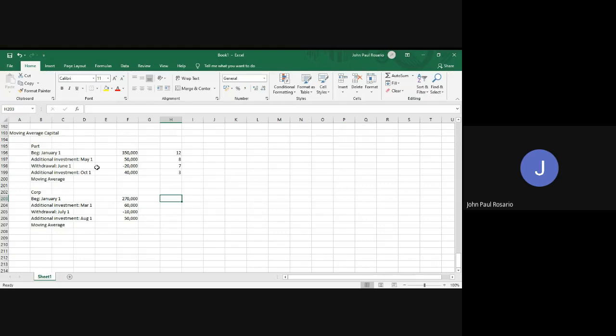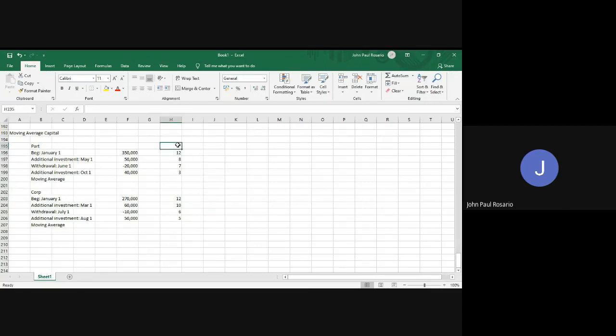And then for corp naman, so again, January 1 naman nag-start ni 270, so 12 months. And then kani si imuhang additional investment sa March 1. So March man siya, March 1 man. So apilang March, April, May, June, July, August, September, October, November, December. That's 10 months. For the withdrawal on July 1, so up to July, okay. July, August, September, October, November, December. That's 6 months. And sa August 1, so August, September, October, November, December. That's 5 months. Okay? And then, imo rin siyang i-multiply.